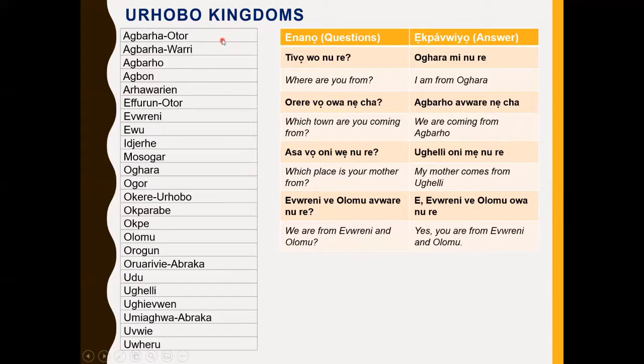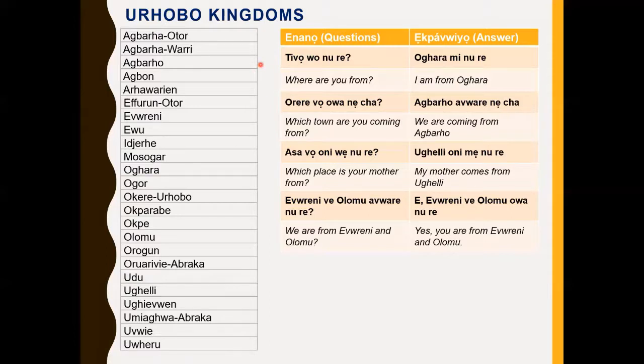You would have come from at least one, maybe two, maybe even four of these towns. I know I come from Agbo because my mom comes from Ovu. My father comes from Ogbara, so I am through and through an Agbo child. So in this part of the lesson, we will look at examples using towns.